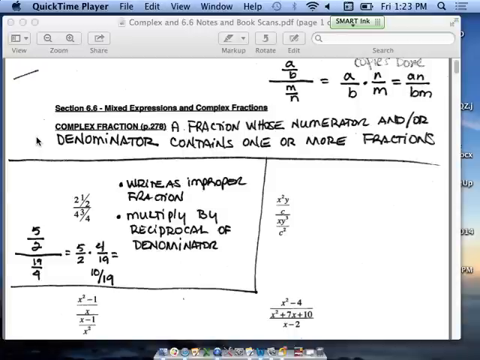Okay, you may want to pause the video to jot down the definition of a complex fraction. A complex fraction is a fraction whose numerator and/or denominator contains one or more fractions. And I know that you've worked with these before, and I've given you an example above using a over b over m over n.